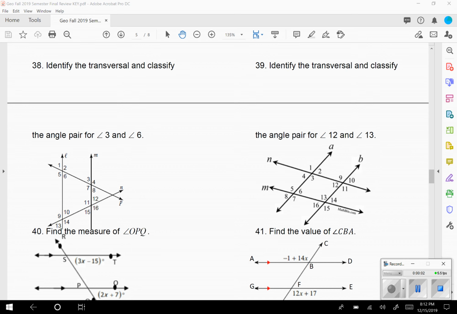Hello there. This is part 3 of the final review. So we're going to start here at question 38. It says, identify the transversal and classify the angle pair for angles 3 and 6.